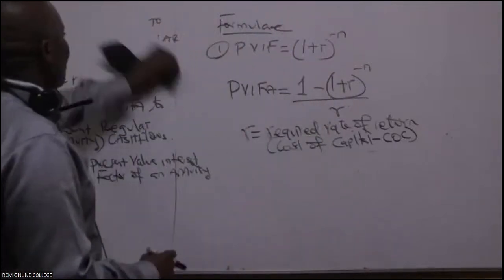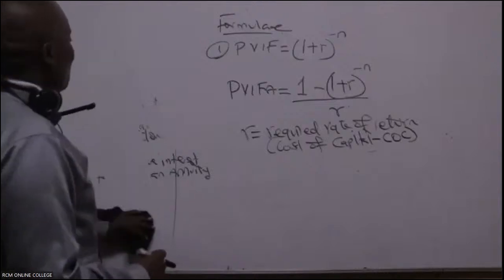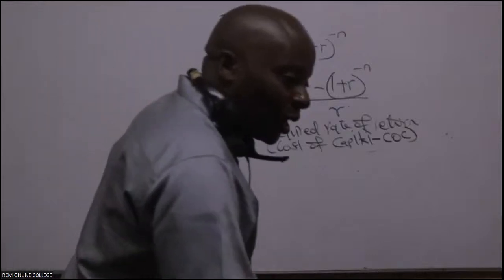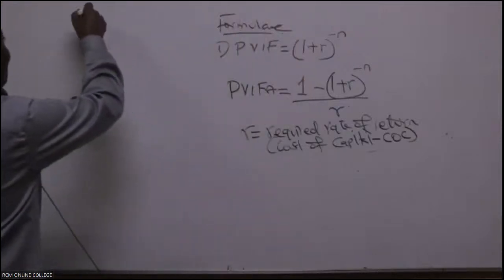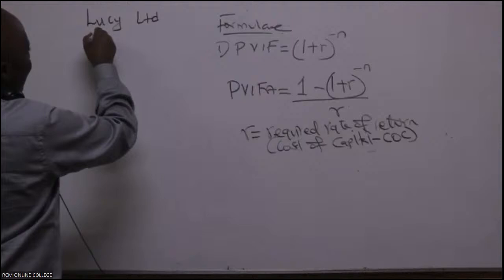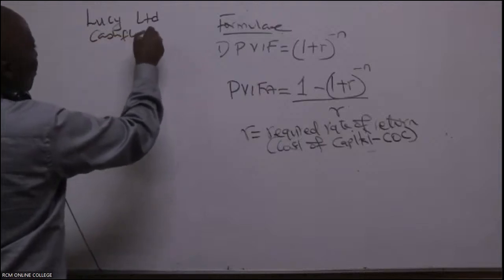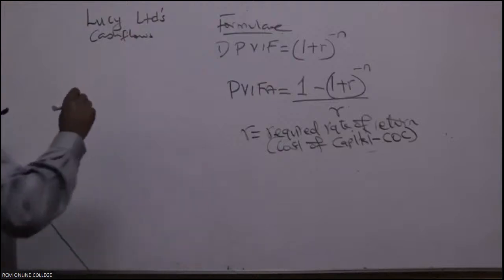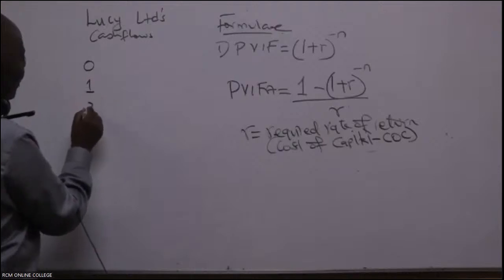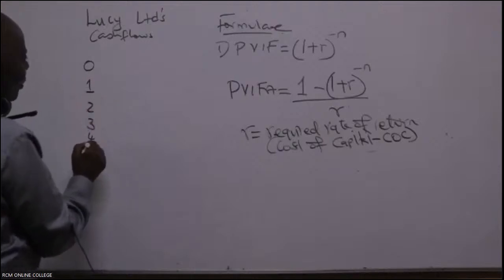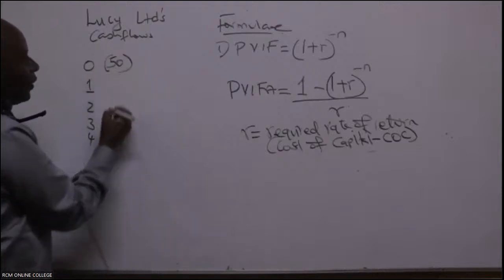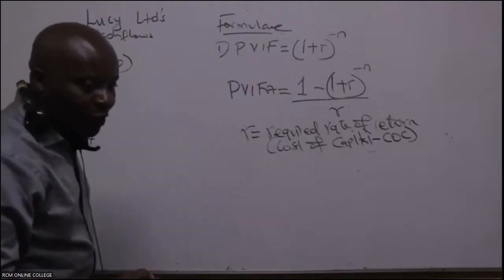Now we go to illustrations right away. I would want us to look at this situation where we have Lucy Limited. These are the cash flows of Lucy Limited: year 0, year 1, year 2, year 3, year 4. Year 0, of course, the company is investing, so in year 0 we have 50.